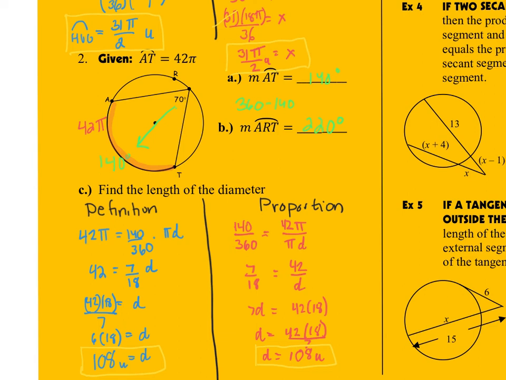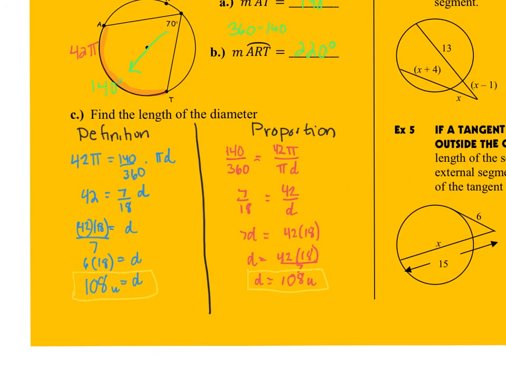So here I'm going to take 140 over 360, knock those zeros off, and divide by 2 and get 7 over 18. On this side, I'm going to take the pi over pi and cancel those out, and I'm left with 42 over d. Now, if I am looking for d, I'm going to cross multiply. This is going to give me 7d, and this is going to give me 42 times 18. The last thing I need to do is, if I have 7 times d, divide both sides by 7. 42 divided by 7 will be 6, and 6 times 18 gives me 108 units, which we could see is exactly the same as using the definition.